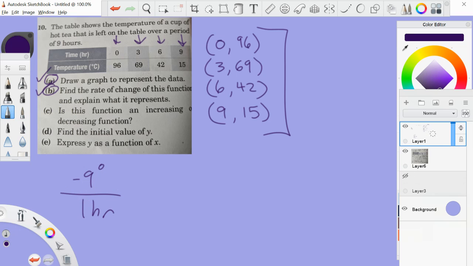Is this function increasing or decreasing? Well, it's going down as time goes on. Our tea is getting cooler, so this is definitely a decreasing function. Answers that problem. This is decreasing.